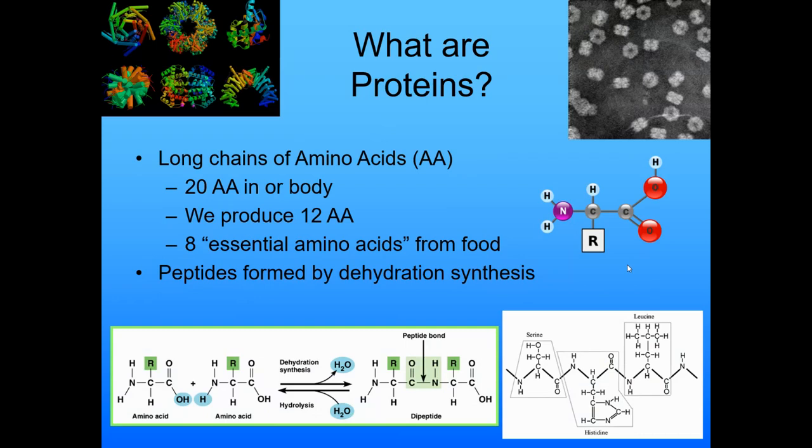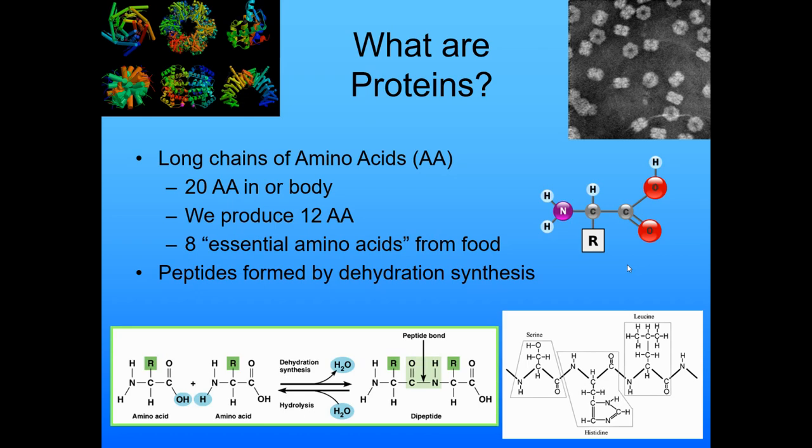When you look at the chemistry of proteins, they're made from long chains of amino acids. There are 20 different amino acids in our body. We produce 12 of them. That means 8 of them have to come from food. And we call those essential amino acids. Anytime you need to get something from food, whether that's an essential vitamin or an essential amino acid, essential means you can't produce it yourself.